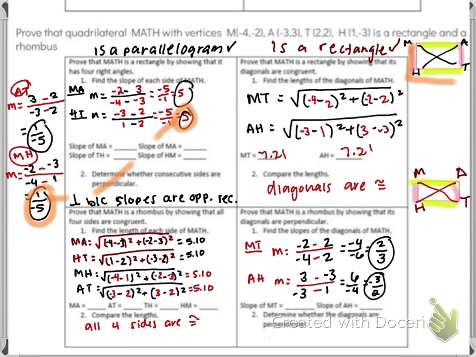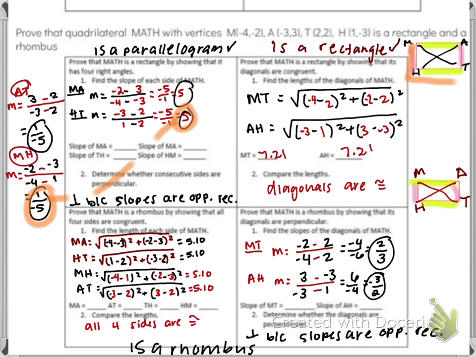Then we just check, are these opposite reciprocals? So remember, opposite, one's positive, one's negative. Yes. Reciprocals, are they flipped? Yes, they are. So these are perpendicular, okay? So this right here is a way for you to tell me that it is a rhombus.